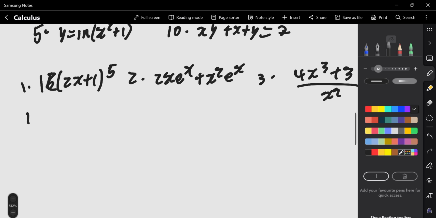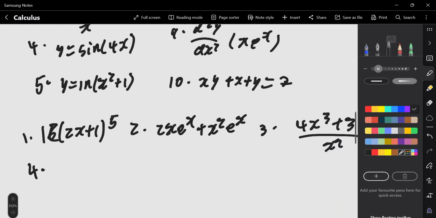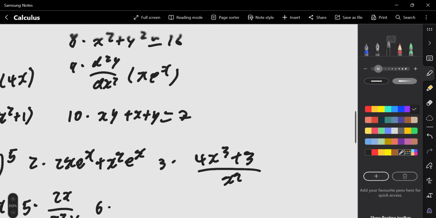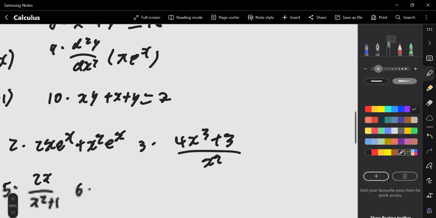Number 4, I should have written out some answers. y equals sine of 4x. You're going to get cos of 4x times 4. So 4 cos of 4x. Number 5, ln is going to be 1 over x times the derivative of the inside, which is going to be 2x. So you're going to get 2x over x squared plus 1. Number 6, what do we have? Tan of x squared: sec squared, 2x, sec squared x.